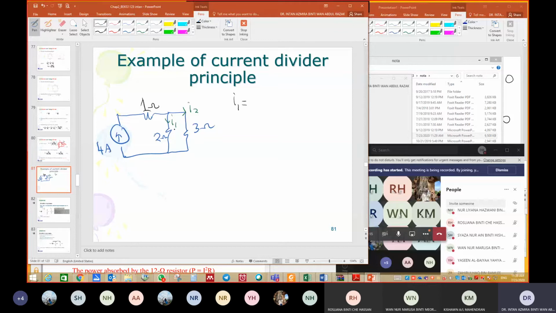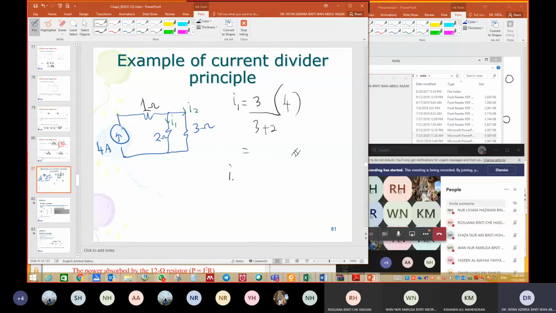What is the R connected in parallel with it? 3, right? 3 divided by the summation of the parallel resistances, 3 plus 2, multiplied by the current that is supplied to this parallel circuit, 4 amp. How about this 1 ohm? Just ignore. This 1 ohm is not related to the current divider principle. So I1 is equal to this.